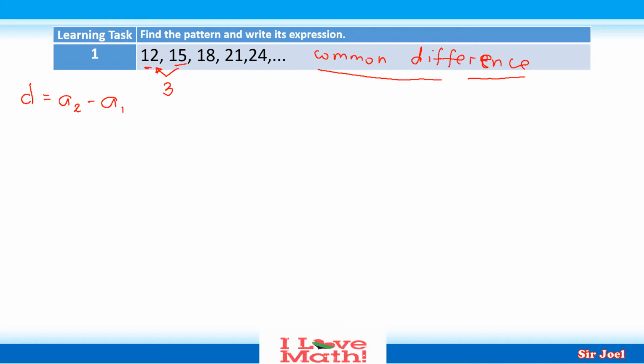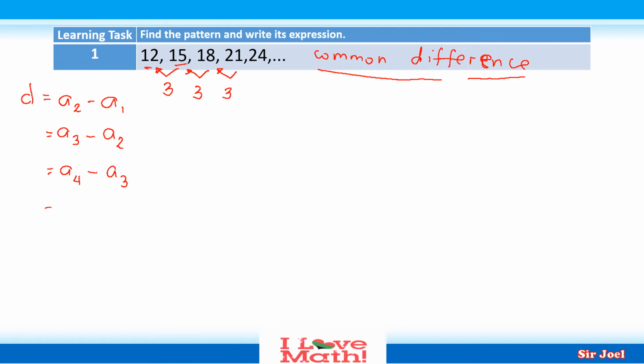Let us check. So, A sub 2 minus A sub 1. Next is A sub 3, the third term, minus A sub 2, the second term. That is 18, the third term, minus 15, the second term. Still, the difference is 3. Let us continue. 21 minus 18. The difference is 3. Where did that come from? Of course, our fourth term minus the third term.